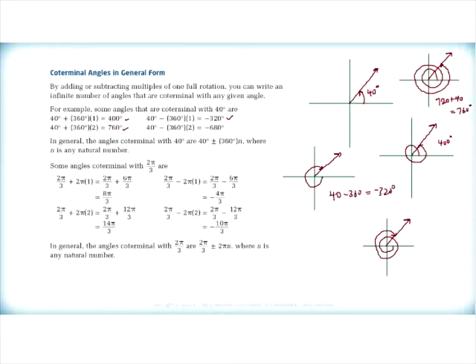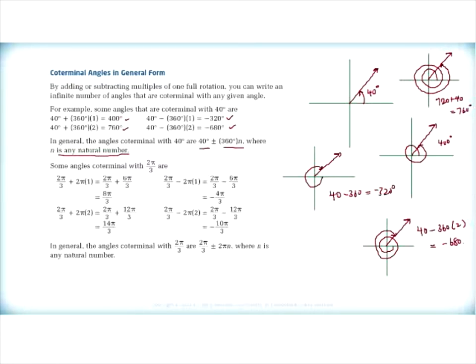Now I've rotated negative 360 and a negative 320, which is a negative 680, which is actually 40 minus 360 times 2, which will give me a negative 680. That's the measure of that angle. And again, note the angle right there. We can actually write all the angles that are coterminal with 40 degrees as 40 plus or minus 360n, where n is a natural number.